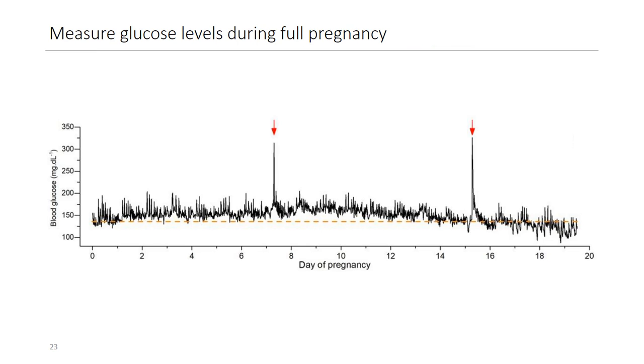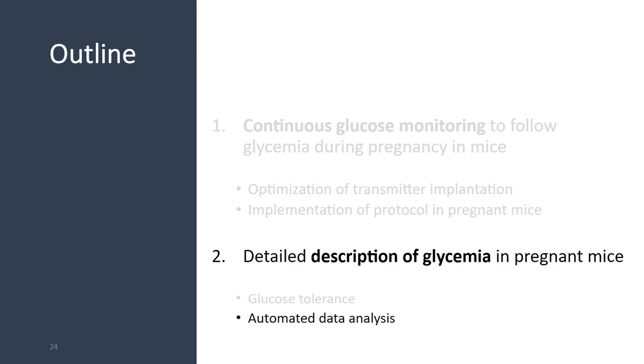But of course, here you can see the oral glucose tolerance test indicated by the red arrows, but we can measure the blood glucose every 10 seconds during the full pregnancy and even before and after. Because this generates a lot of data, we decided to automate the data analysis. And this is something that I will talk to you about now.